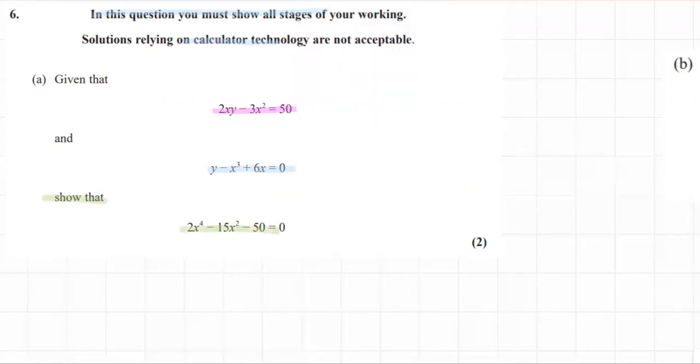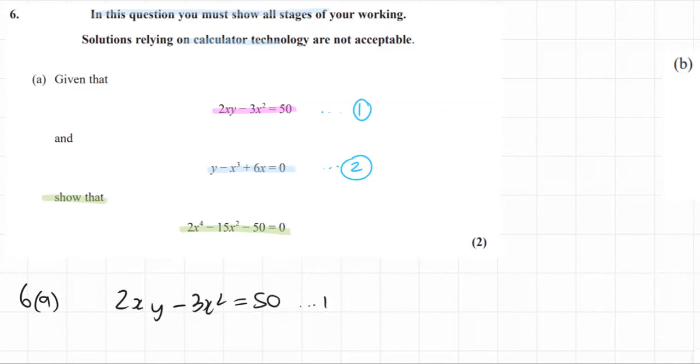equations equal this. Okay, so this is simultaneous equations, and let's label this one equation 1 and this one equation 2. So we'll just write number 6a. Equation 1 is 2xy minus 3x squared equal to 50. Number 1. Equation 2 is y minus x to the power of 3 plus 6x equals 0. Number 2.